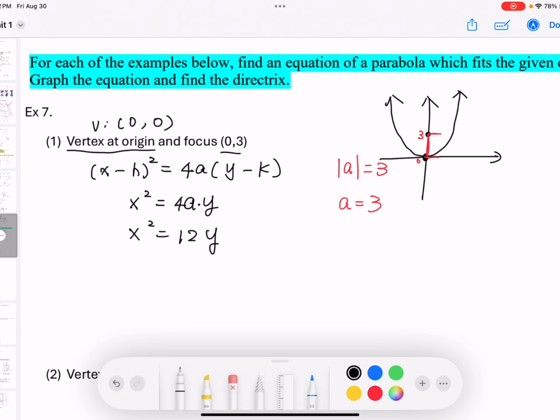And how about the directrix? So y is equal to something. Go down 3 units because the absolute value of a is 3. So it is -3. y is equal to -3. You can also say this -3 comes from my vertex 0 and then minus a. a is 3, so -3 is y's value. Okay, let's see the next example.